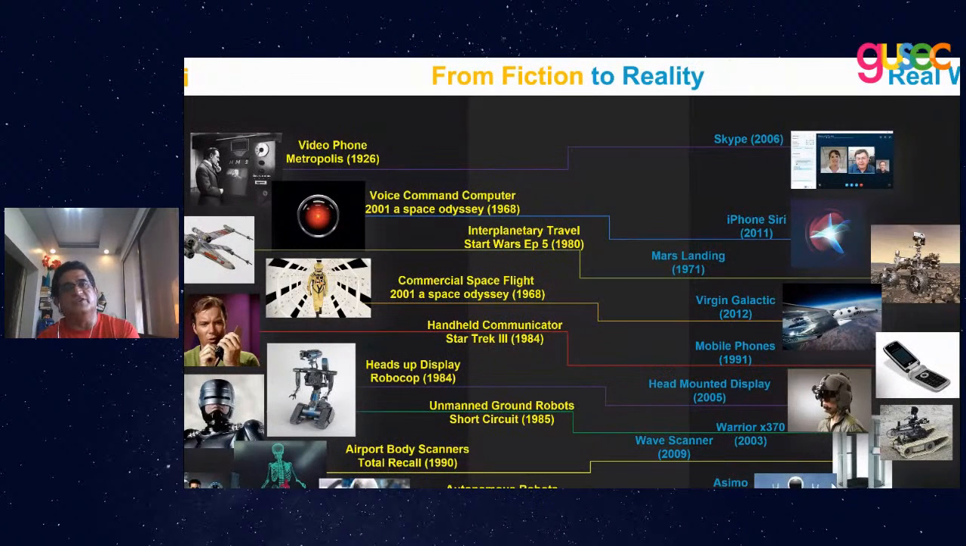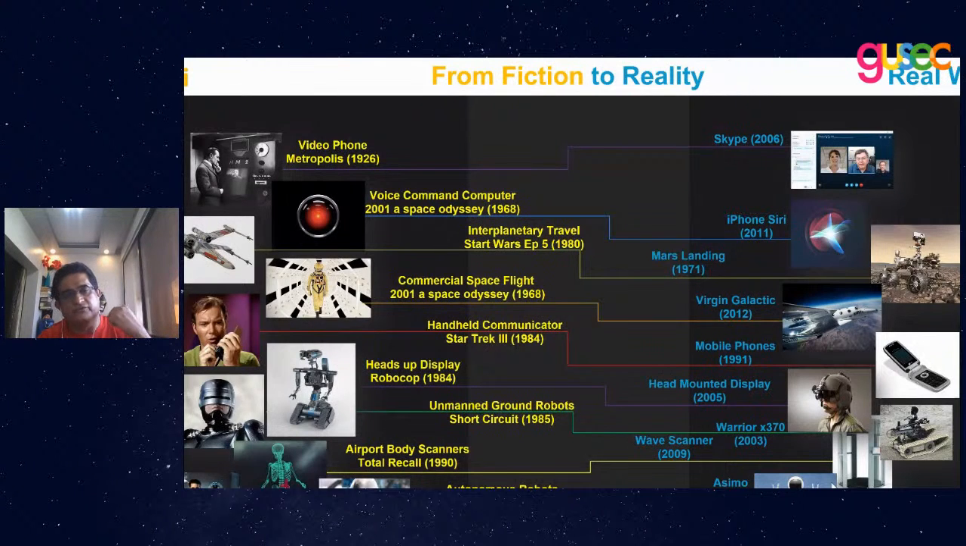Now, if you look at fiction to reality, right? 1926, Metropolis had a video phone created, and this movie, and I'm sure many of these movies, Minority Report, you must have seen, right? In 2006, Skype became a reality, right? So if you see the timeline there, it's close to about 80 years from fiction to reality, right? The Voice Command Center, Space Odyssey, created that in 1968, and we saw Siri coming in with this in 2011, right?